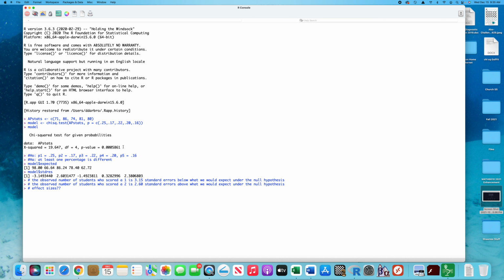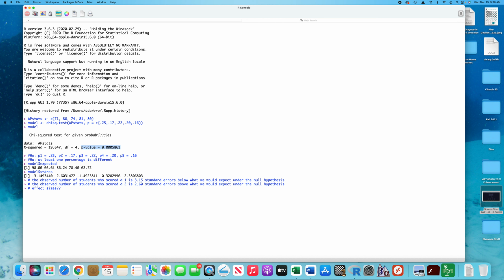Now, what does this mean? Well, it doesn't mean anything if you don't understand the null and alternative hypotheses. The null hypothesis in the chi-square goodness of fit test is that the percentages for the population are met. They're true. I always hesitate to use that word true, but these are the populations, right? The alternative hypothesis is that at least one percentage is different.